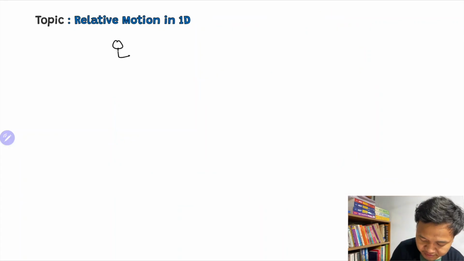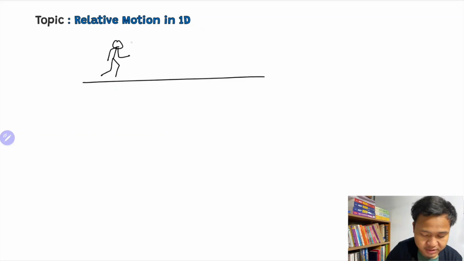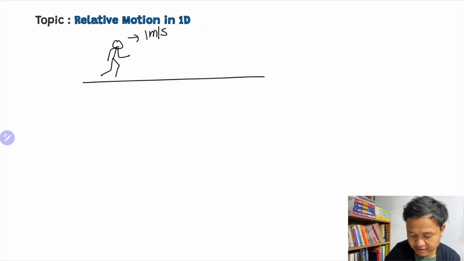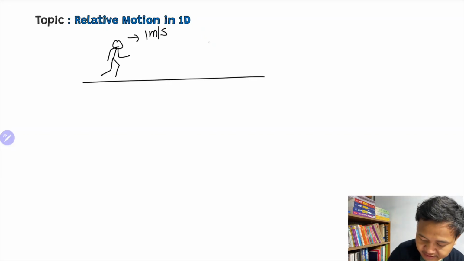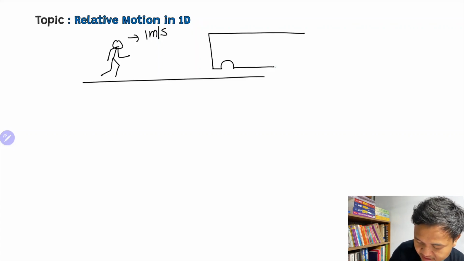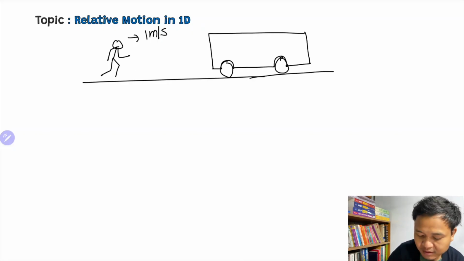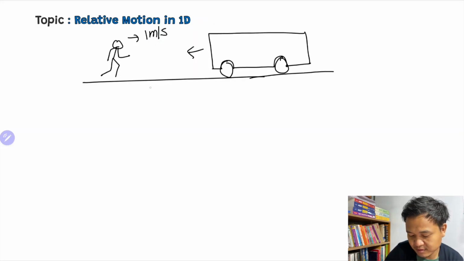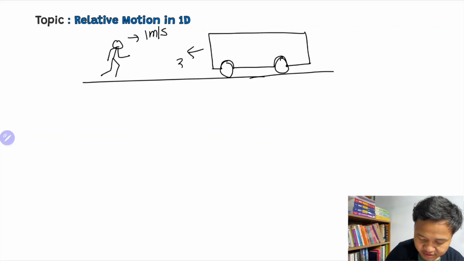Suppose I have a person walking, say with 1 meter per second, towards the right. And here I have a bus coming towards that person. Let's say the speed of this bus is, say, 3 meter per second. So the bus is coming 3 meter per second towards the person.